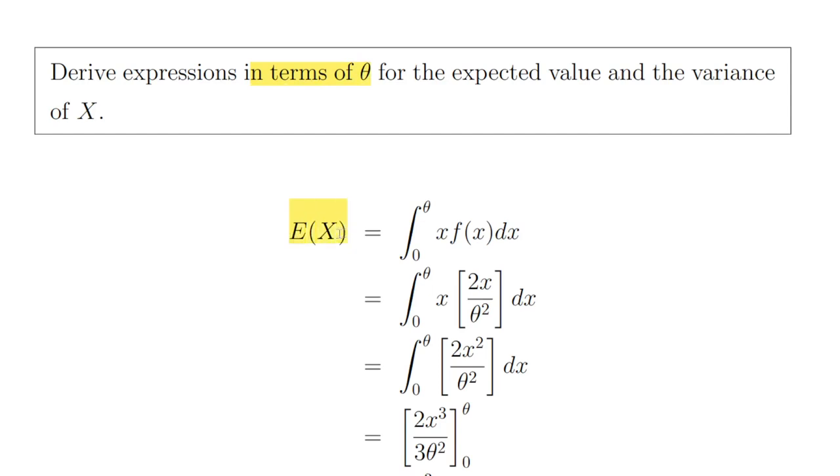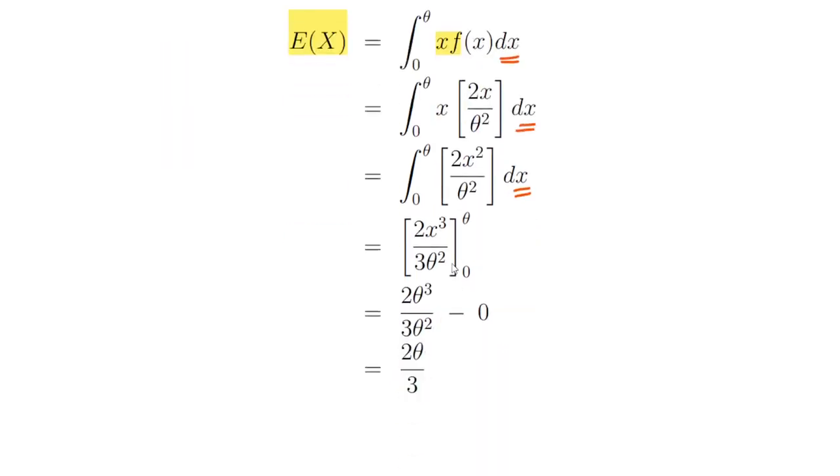The expected value of x, as always, is x times the probability density function of x, so essentially we get the integral of that, and here the limits are 0 to theta. So x times f(x) is x times 2x divided by theta squared, which is 2x squared divided by theta squared dx. This integral is in terms of dx, so theta squared is a constant. The key part is 2x squared. When we integrate that, we get 2x cubed divided by 3. And then we also have the theta squared there.